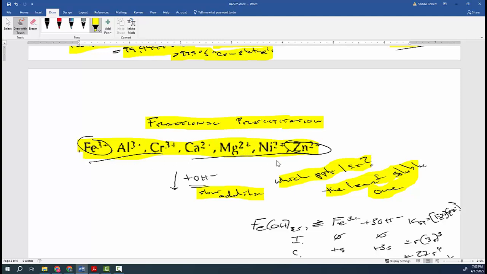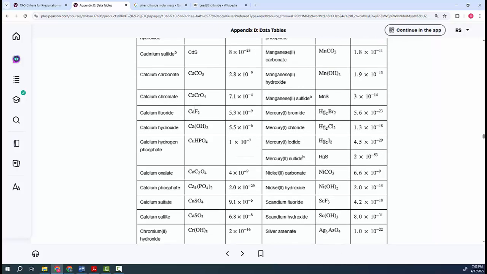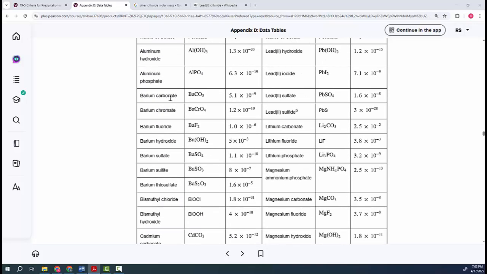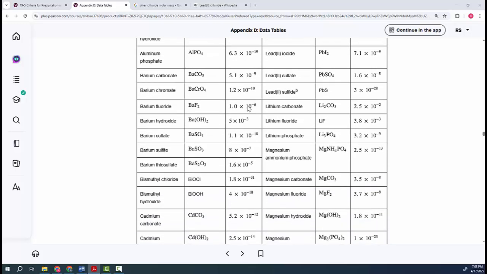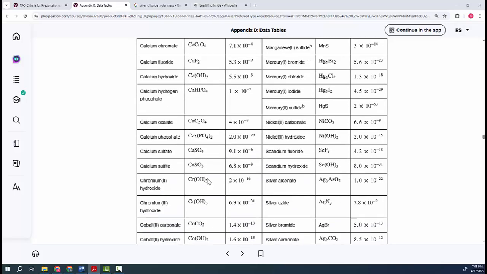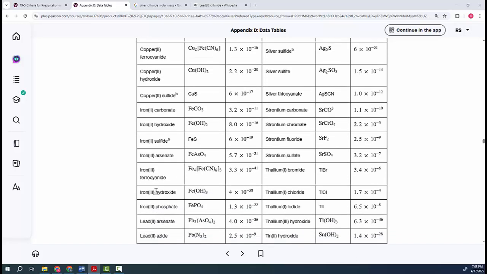And so to figure out the least soluble, we can go back to the KSP tables and compare the ions here. And so we had iron, or actually, let's do aluminum first, because aluminum hydroxide is 10 to the minus 33. And then iron 3 hydroxide, just scroll down here, iron 2, iron 3 hydroxide, 10 to the minus 38. So that's so far the least soluble.